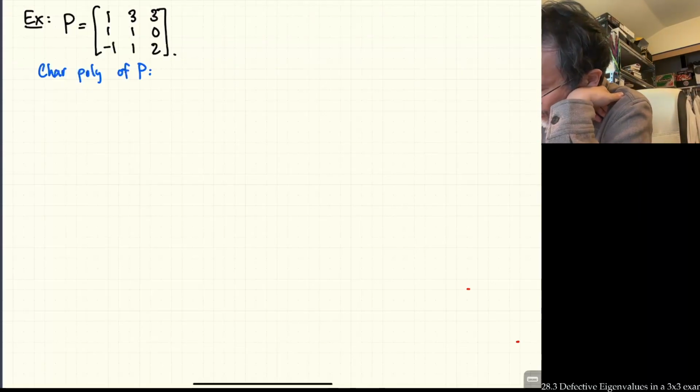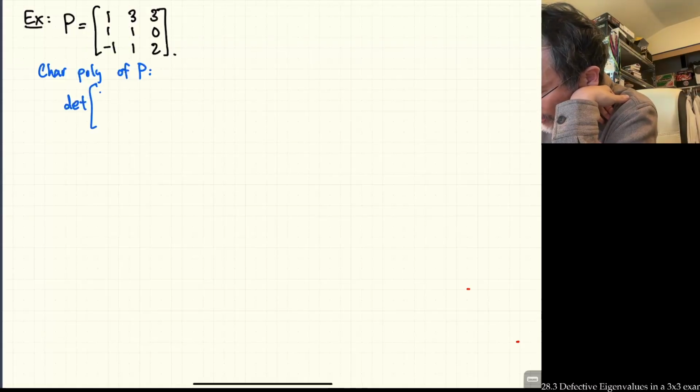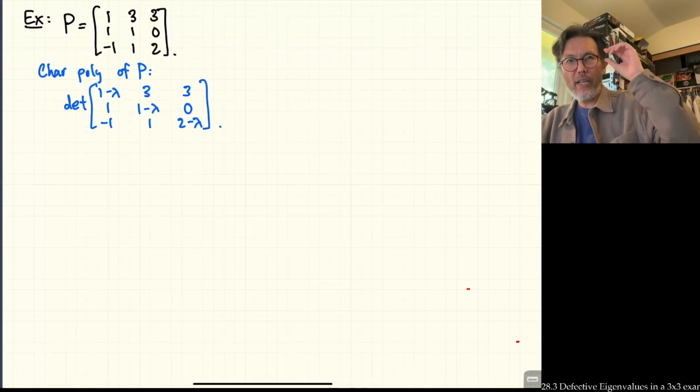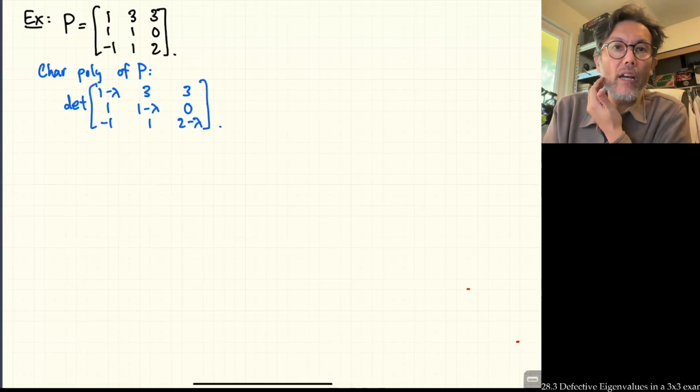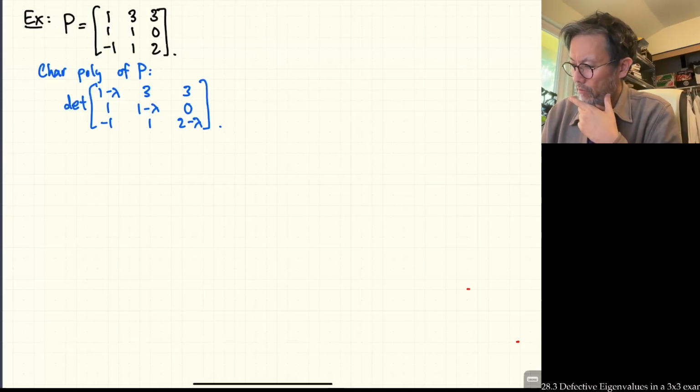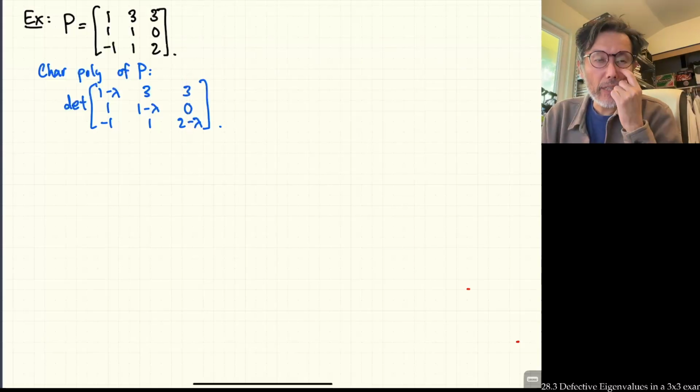The characteristic polynomial is going to be the determinant of the following 3 by 3: 1 minus lambda, 3, 3; 1, 1 minus lambda, 0; negative 1, 1, 2 minus lambda. And there's not so much profit to be had. Maybe what I'll do is a cofactor expansion along column 3. Let's do it. Column 3, because we haven't done that typically.